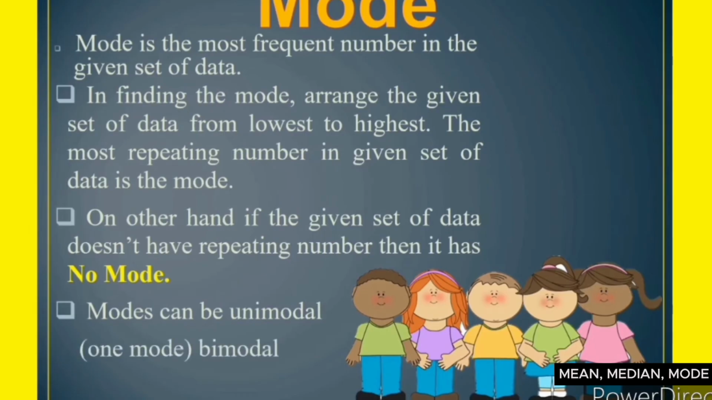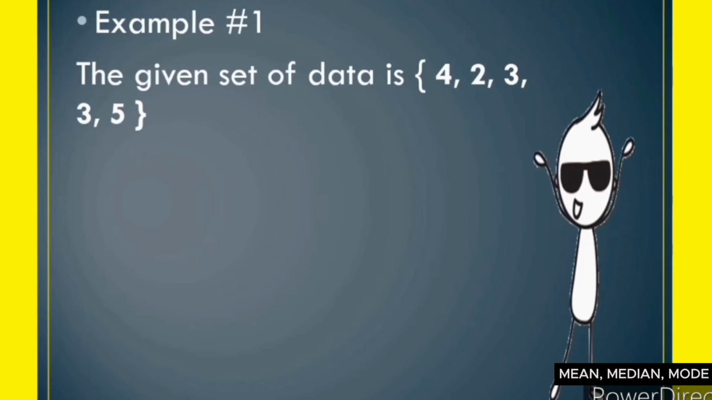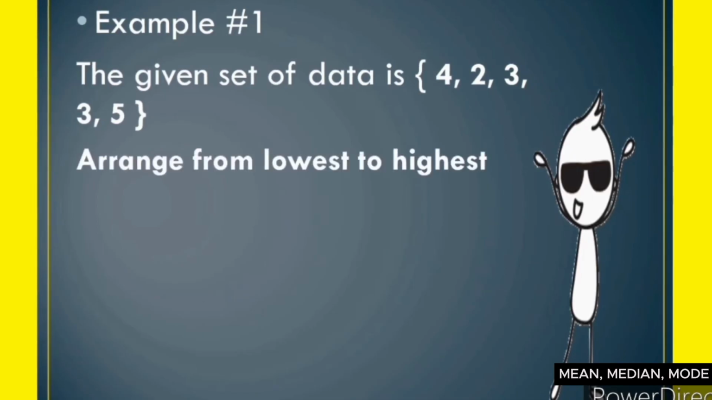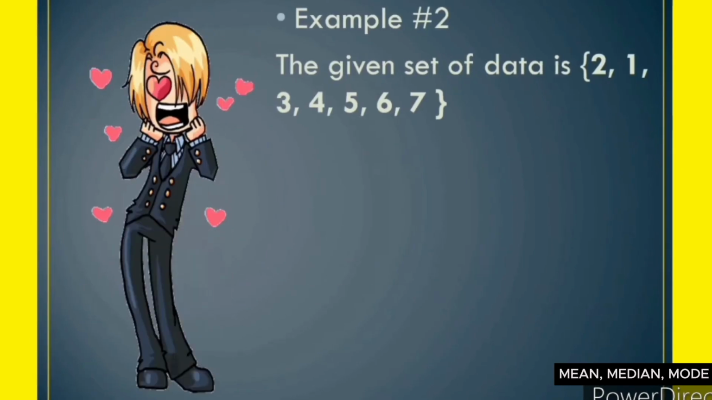Modes can be unimodal, one mode, bimodal, if it has two modes, and multimodal, if it has 3 or more modes. Example, number 1. The given set of data is 4, 2, 3, 3, and 5. Arranged from lowest to highest, we have 2, 3, 3, 4, and 5. 3 is the most frequent number in the set of data or most popular number. Therefore, mode is equal to 3.